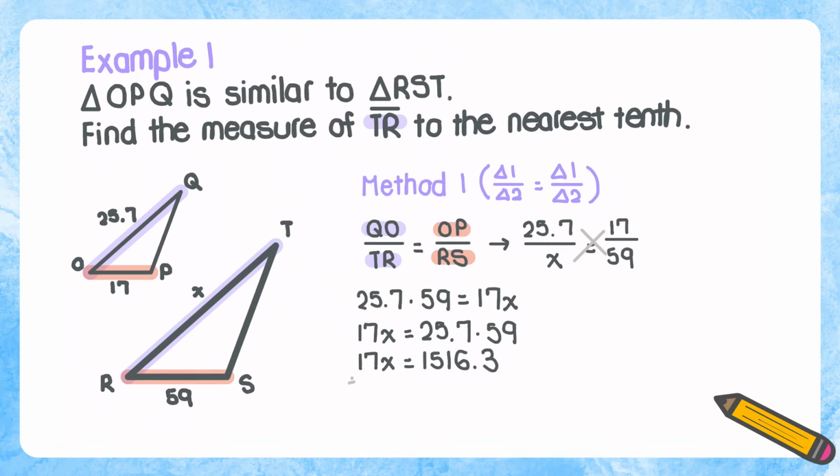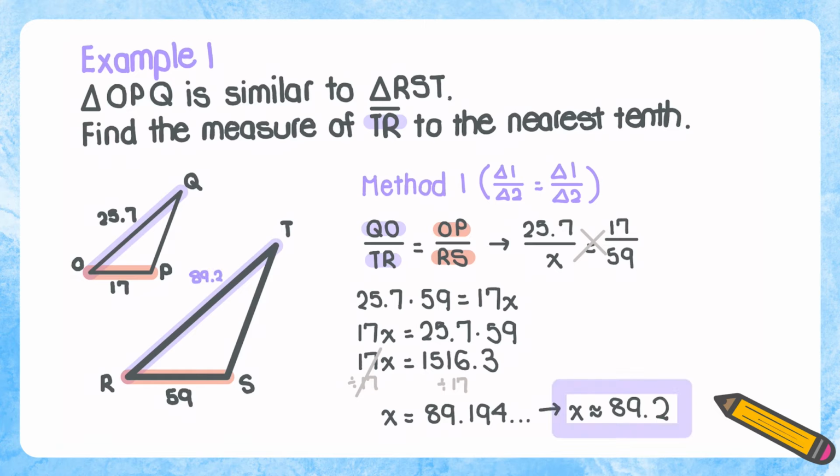I want to isolate the x, so what can I do here? I can divide both sides by 17. This will cancel out, and x equals, let's divide by 17, 89.194, and it just keeps going. But we're rounding to the nearest tenth, so x is approximately 89.2. So we set up a proportion to find the measure of side TR. This was using the first method.